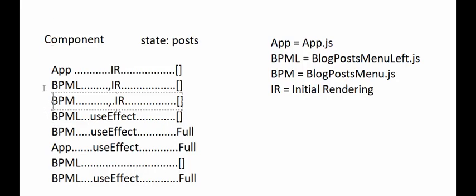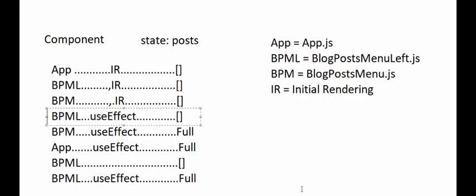This is the location I spoke about: BPML useEffect with empty post. In BPML, there is nothing. And after that, of course, rendering goes down to the second component. It is BPM, a child component, and because initial rendering finished, now we have its useEffect.